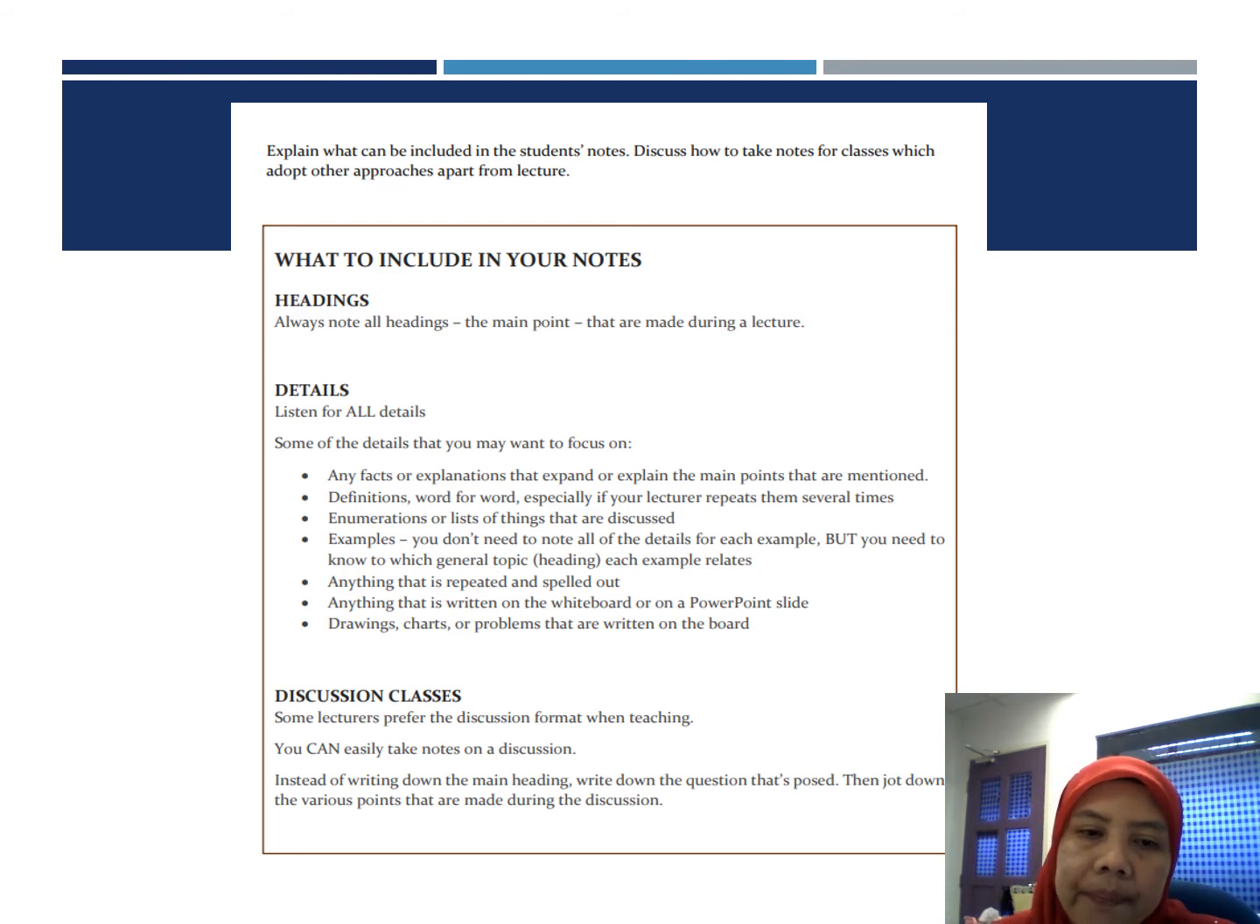Number 1 section. Discussion classes. Some lecturers prefer the discussion format when teaching. Some subjects have many discussions, such as case studies and tutorials. You can easily take notes on this discussion. Instead of writing down the main heading, write down the question that was posed. Then jot down the various points made during the discussion. So during that discussion, you can list down the main point, and also explain the detail in the note section.